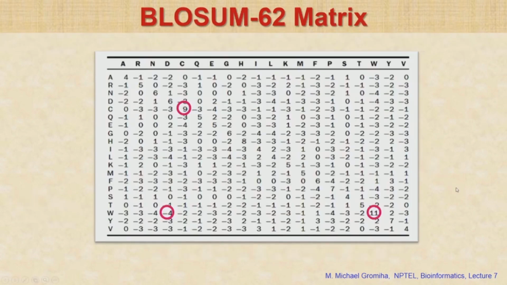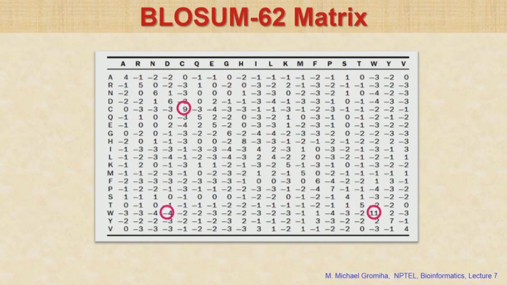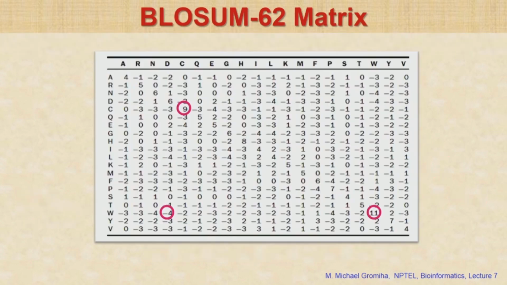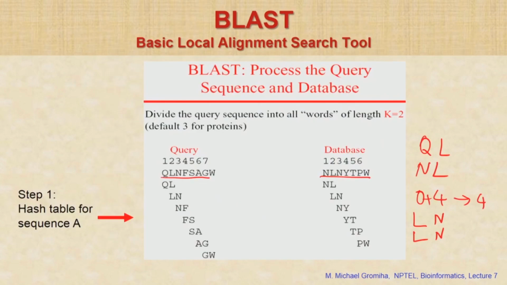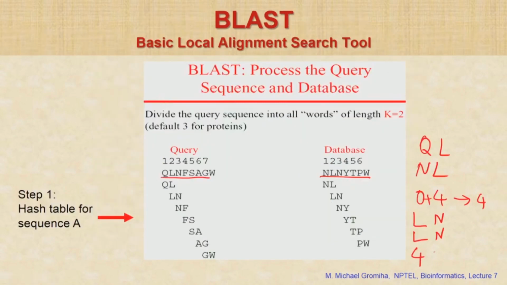Q and N, 0, right. L and L, L to L, this is 4, right, 4. So, the total will be 4. If you use LN and LN, the second one, what is the score for LL? LL is 4, right. How about NN? 6. N to N is 6, 6, so that is equal to 10. So, now we can use these numbers.